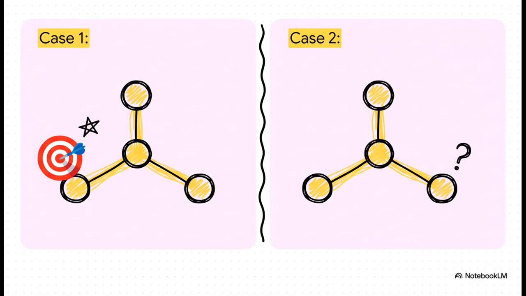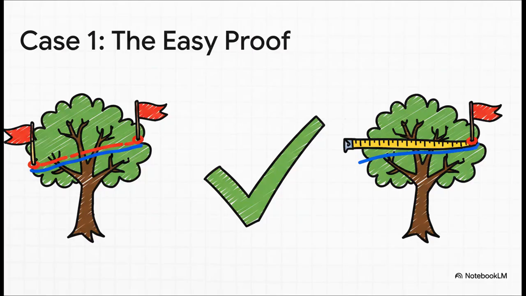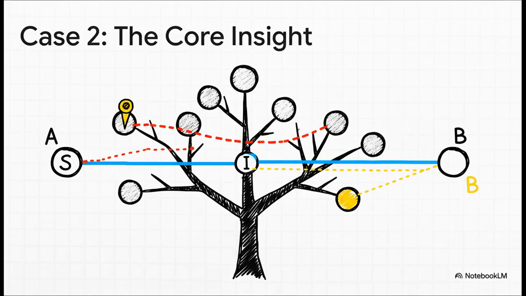Case 1, we get lucky, and our random starting node just happens to already be one of the endpoints of the diameter. In case 2, our starting node is any other node, somewhere inside the tree. Okay, so the first case is super straightforward. If we just happen to start at one end of the true longest path, well then by definition, the farthest node from us has to be the other end, right? So our first search finds that other endpoint, and then the second search just correctly measures the distance between them. Easy peasy.